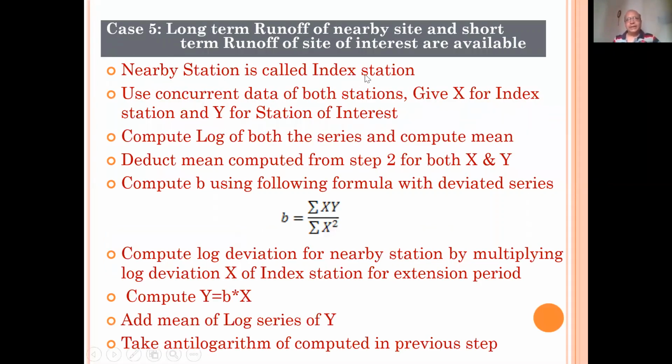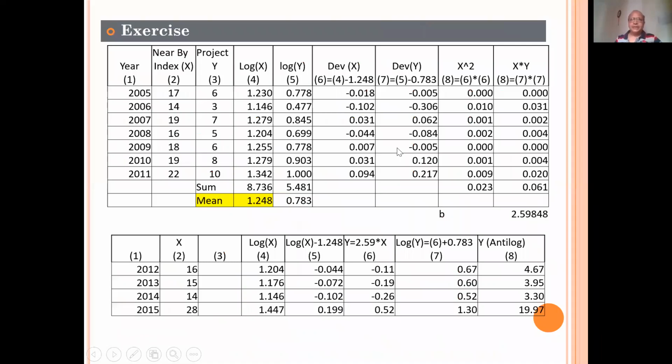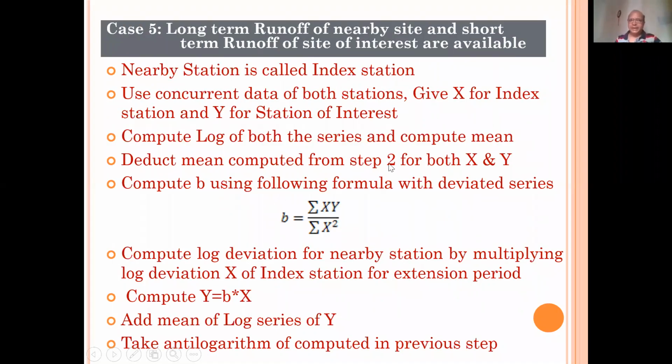we call that nearby site as index station, and we use concurrent data. It means you are having long data for index station, but less data for site of interest. So we take concurrent data for both of the sites, then we compute log of both these series, then we deduct both the series with mean. We can see this in next slide.